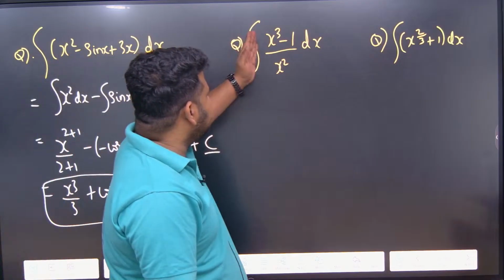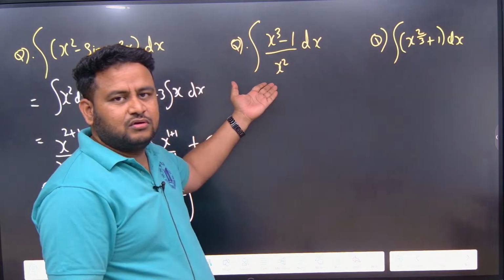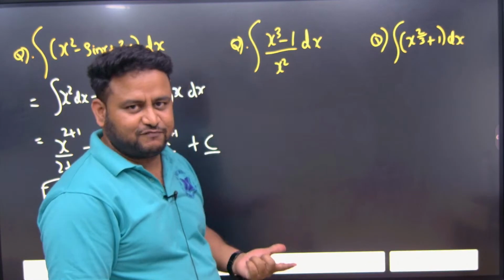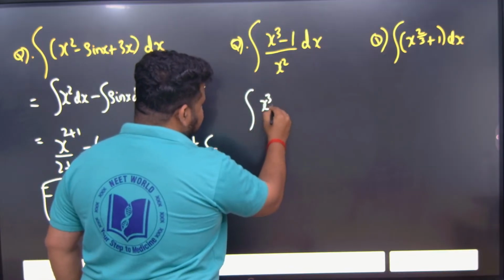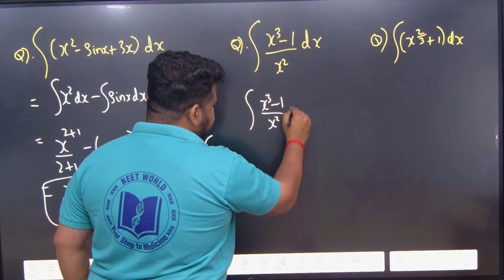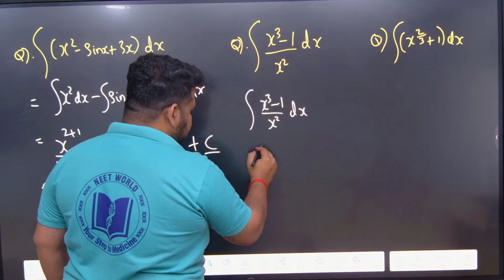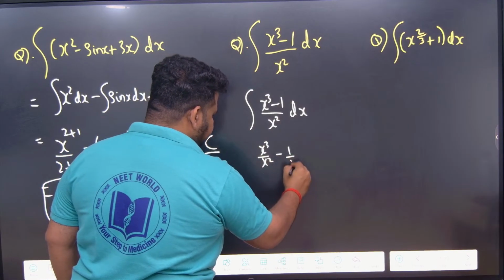Now, the integral of x cube minus 1 by x square dx. Do we have a formula for this? No. So we have to modify this function and bring it to a form where I can directly apply the formula. Just observe carefully. For such questions, what you should do is separate and divide. Numerator you can separate like this: x cube by x square minus 1 by x square.